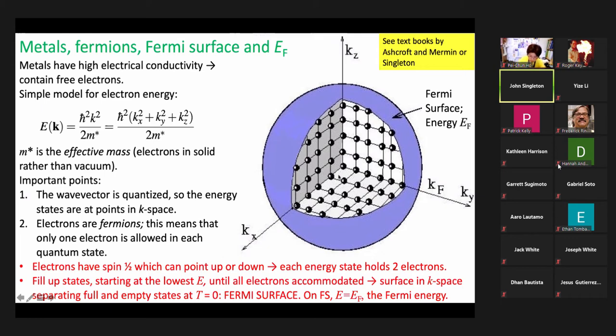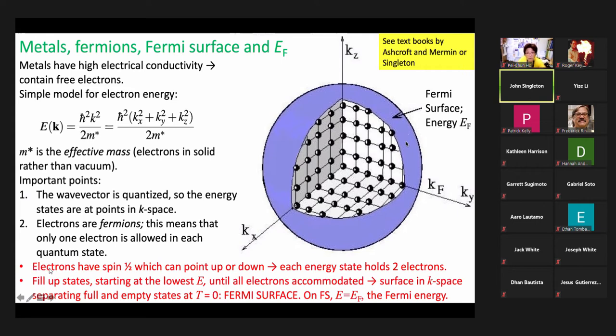So if we were making a metal from scratch, we'd put 2 electrons in here, 2 electrons in here, 2 electrons in all of these states, and gradually, as we filled them up, we'd have to go to higher and higher energies. So we'd start at the lowest energy until all of the electrons are accommodated. And when they're all in the solid, they will make a kind of surface at absolute 0 temperature, which I've shown in this purple color here. This separates the full and empty states. And this thing is known as the Fermi surface. And the energy at the Fermi surface is known as the Fermi energy, E sub f.